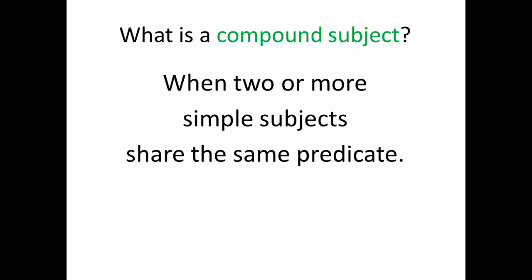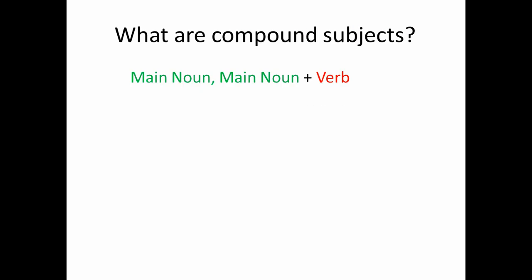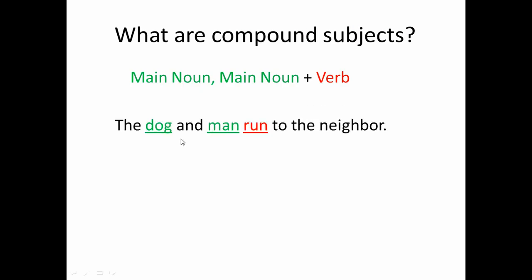When two or more simple subjects share the same exact predicate, we call this a compound subject. Here's an example. The dog and man run to the neighbor. As you can see in this sentence, there are two main nouns. This sentence is about dog, and it's also about man. And they share the same verb. Both the dog and the man run to the neighbor. So this is a sentence with a compound subject. It has two simple subjects.